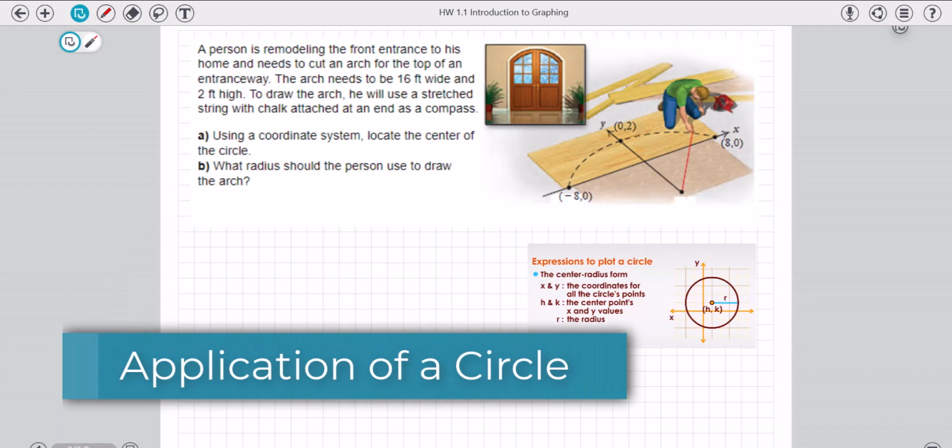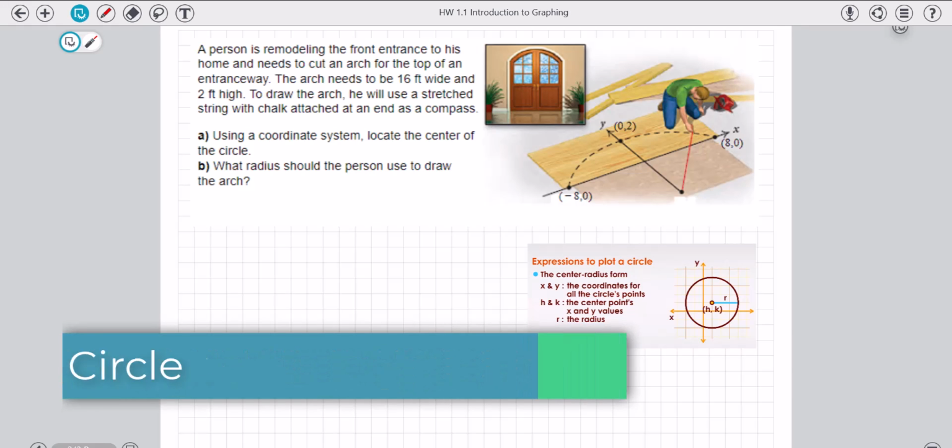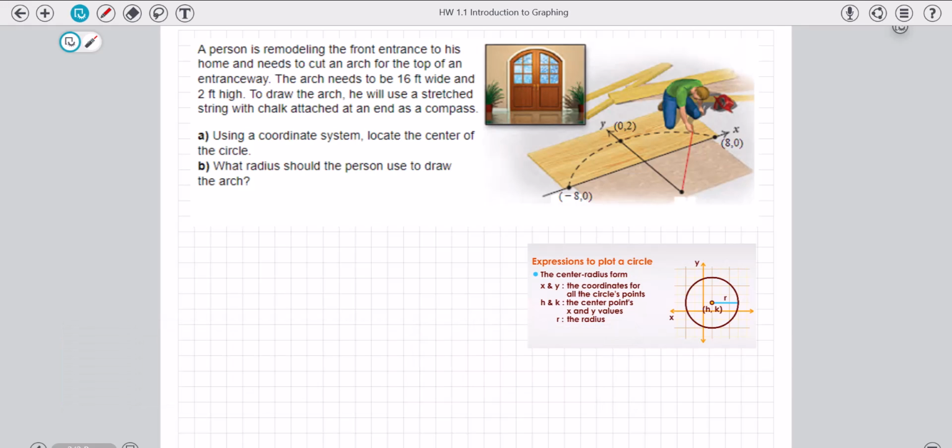All right, let's see what this is talking about. It's an application, which is the best part of math, not all the x plus y and all that craziness stuff. Like, where would you actually use this?